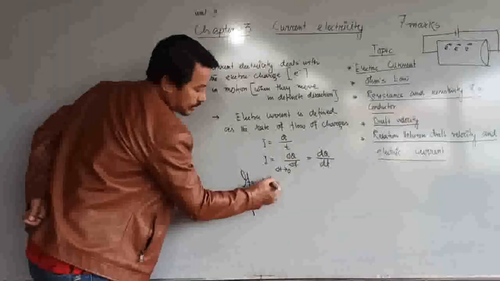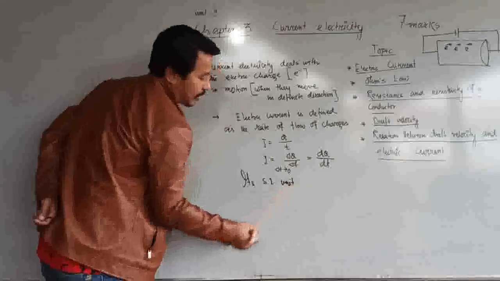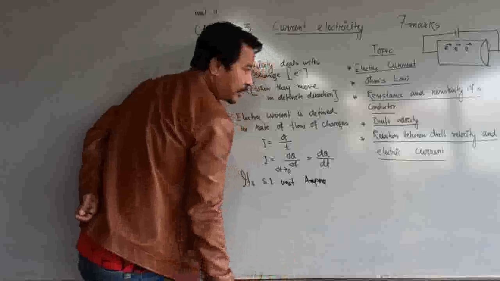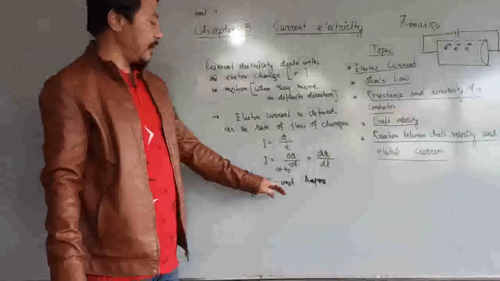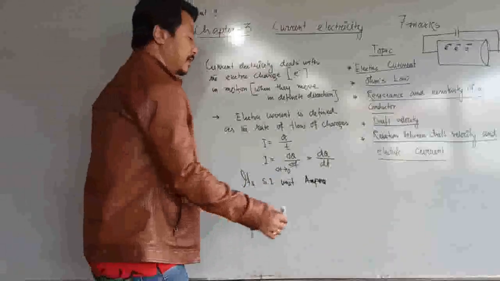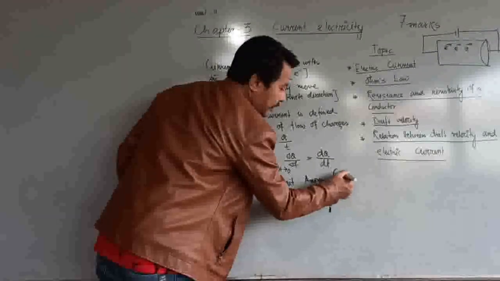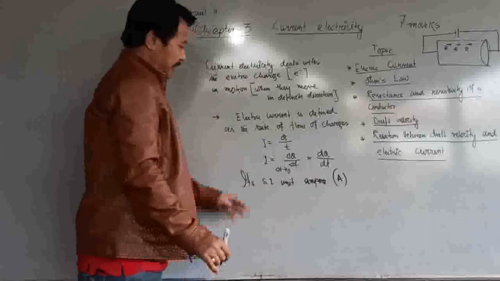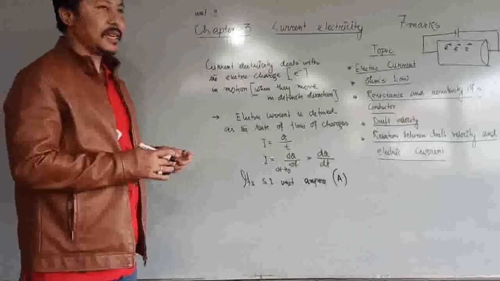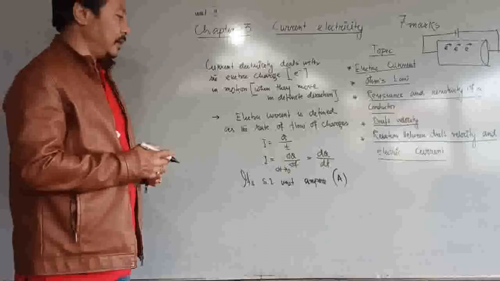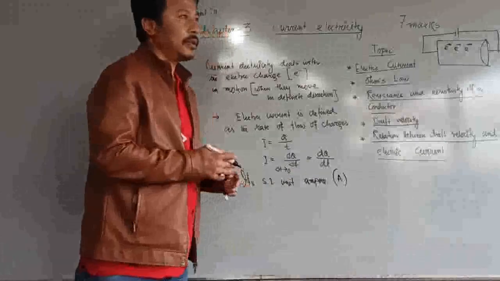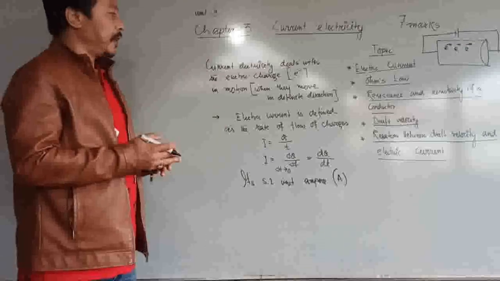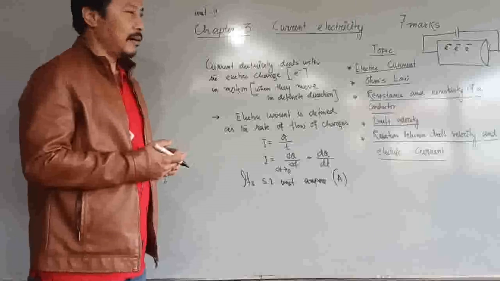Its SI unit is the ampere. The symbol of the ampere is capital A. Now, is this unit a vector or a scalar?